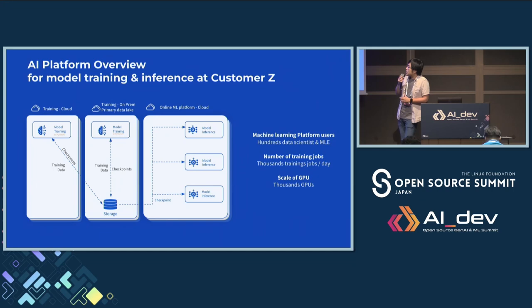So in this case, logically, what happened is, in different training clouds, they can be in different cloud providers, they're reading the data from this primary data lake and also pushing checkpoints to this storage. After the model is trained, there is a mechanism to push the data from the central data lake to this inferencing infrastructure. So they have thousands of inferencing machines to do the online inferencing. Okay, so this is how it looks in a nutshell.